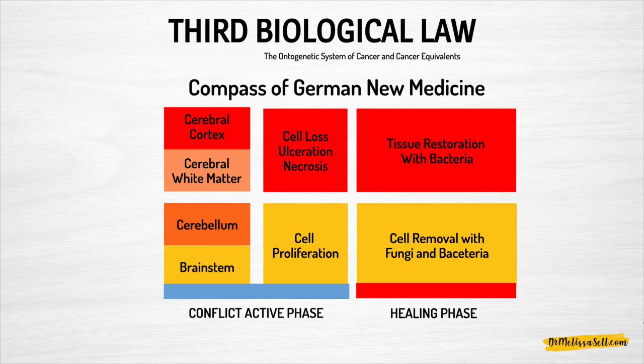I do want to remind you of the third biological law, the compass of German New Medicine. With GNM, Dr. Hammer has mapped out an amazing science of understanding how certain tissues behave, whether they respond with cell loss or cell increase during the active phase, or functional loss or functional increase during the conflict active phase. This gives us an idea of what tissues we're dealing with and how they behave.